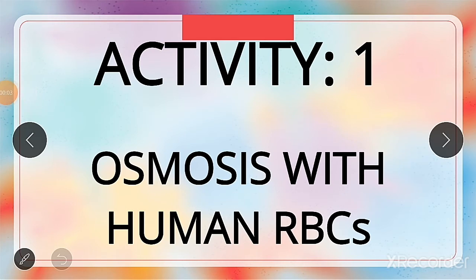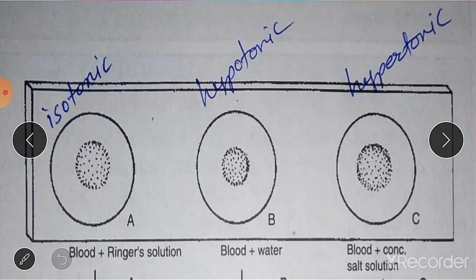Now let's have some activities related to the process of osmosis. The first activity is osmosis with human RBCs. This activity needs the supervision of your teacher. So perform this activity in the presence of your teacher.